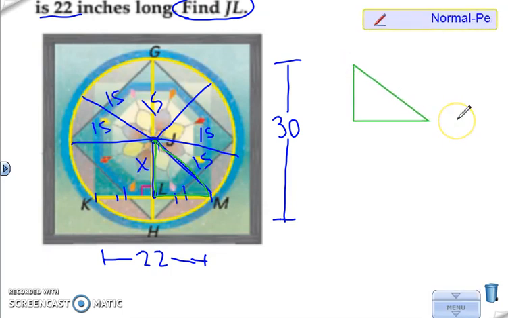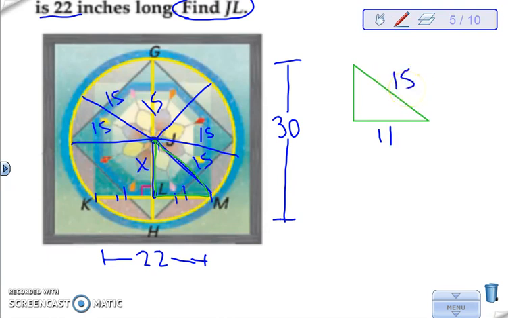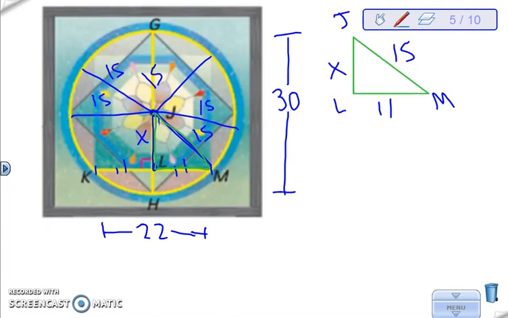So if I copy my triangle over here, we said there's 11 inches going across the bottom. We said that there's 15 inches from J to M. And JL is what we're looking for. So now we have our Pythagorean theorem. So x squared plus 11 squared equals 15 squared.